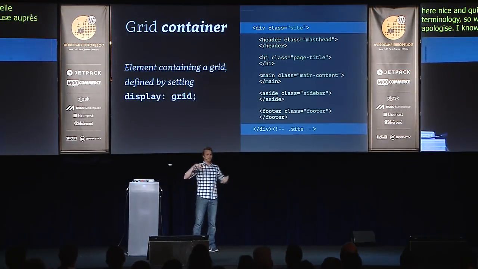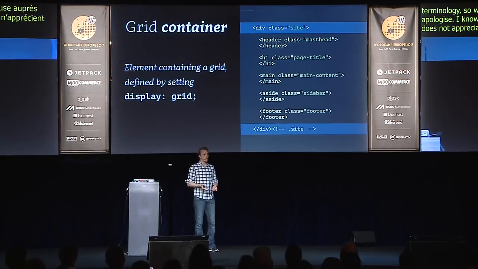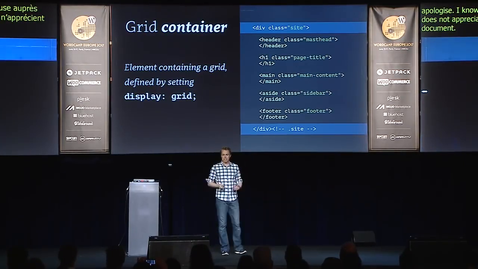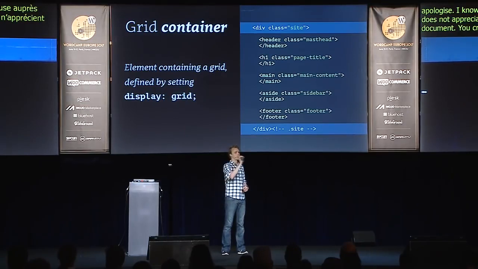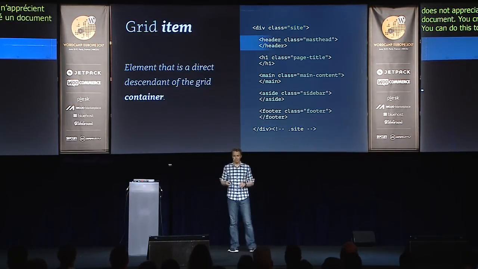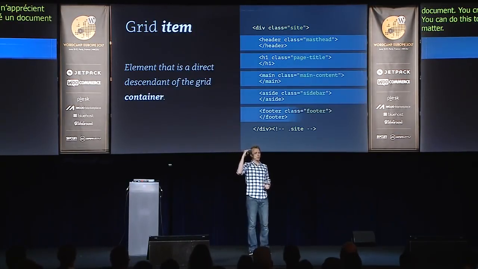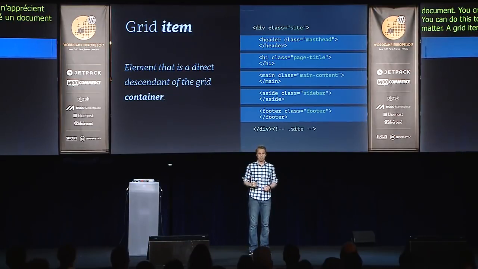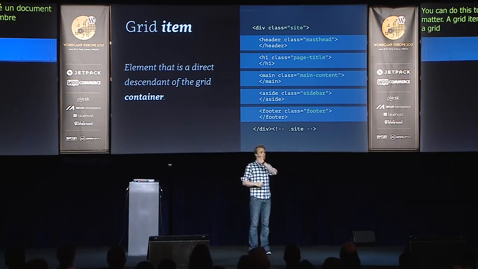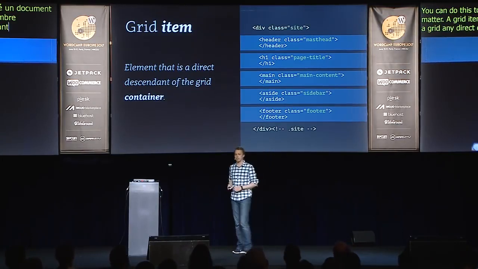So grid container is any container in your document that you create a grid inside. You do that by simply declaring display grid. You can do this to as many elements as you want on the page. It does not matter. A grid item is any direct descendant of a grid container. So if you create a grid, any direct descendant automatically becomes a grid item that's placed inside the grid, but only the first level descendants, just like it is with flexbox.